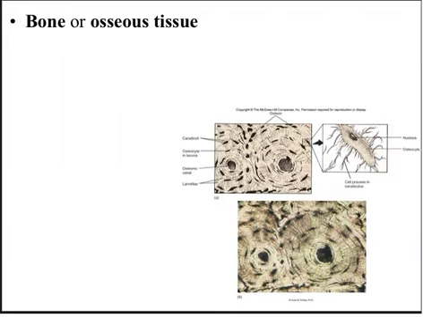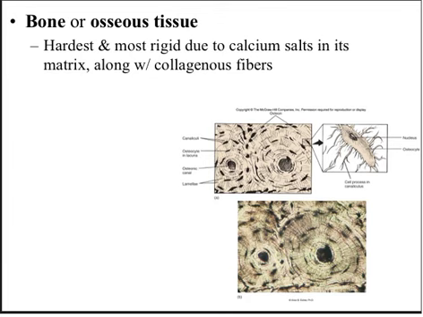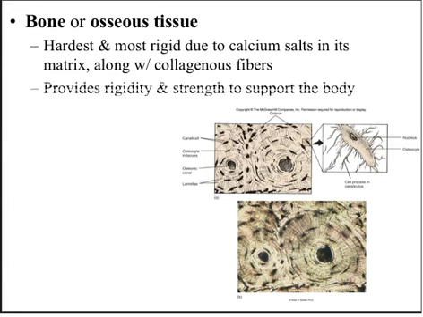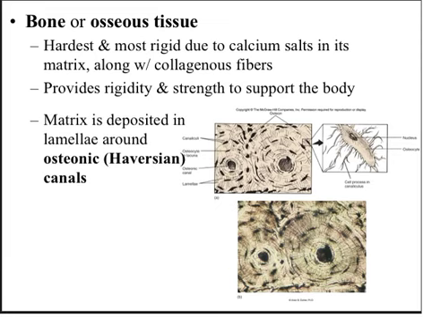Okay, bone is another type of connective tissue. We call this osseous tissue. The prefix ossi or osteo should remind you of bone. It's the hardest and most rigid of the connective tissues because it has calcium salts in its matrix along with collagen fibers that serve to make bone tough in two different ways. The collagen fibers provide resistance to shear force, while the calcium salts provide resistance to compression. So this gives rigidity and strength to support the body.